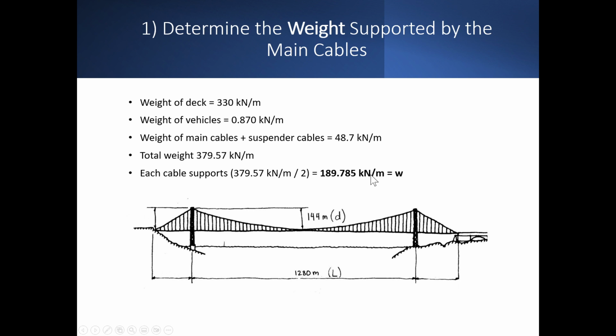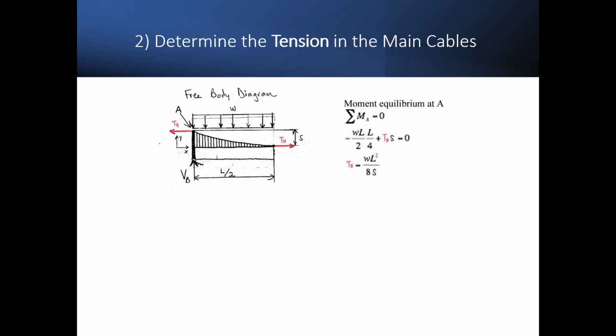189.785 kilonewtons per meter. Just to do a quick recap, this distance is the sag, and it's 144 meters, and then the distance between the 2 towers is 1,280 meters. So secondly, to determine the tension in the main cables, we can now look at the physics a bit more. So here, we're just looking at half the bridge, and we're summing the moments around point A.